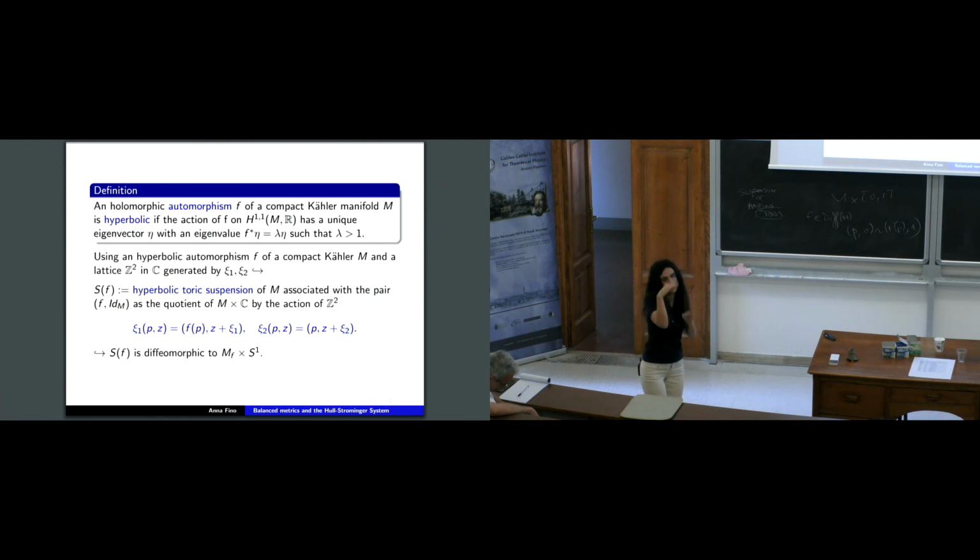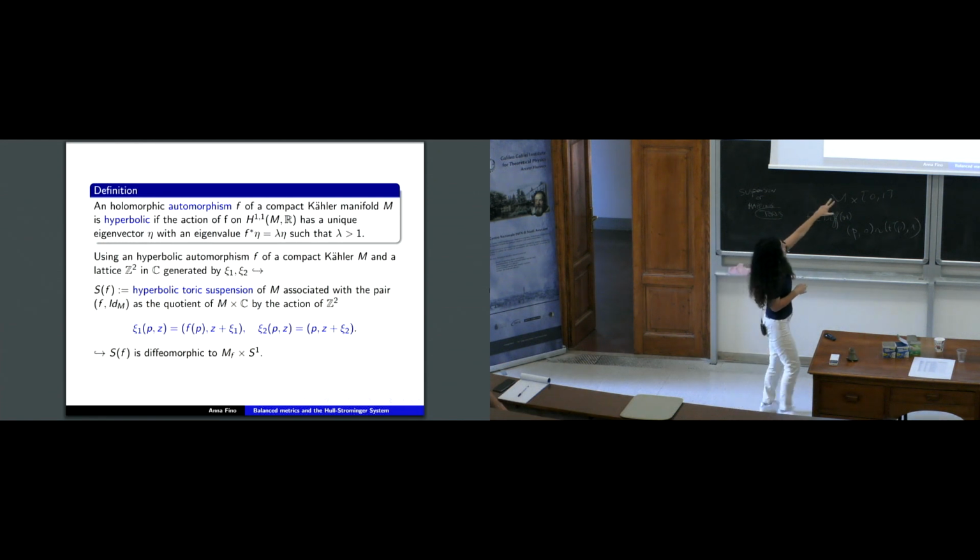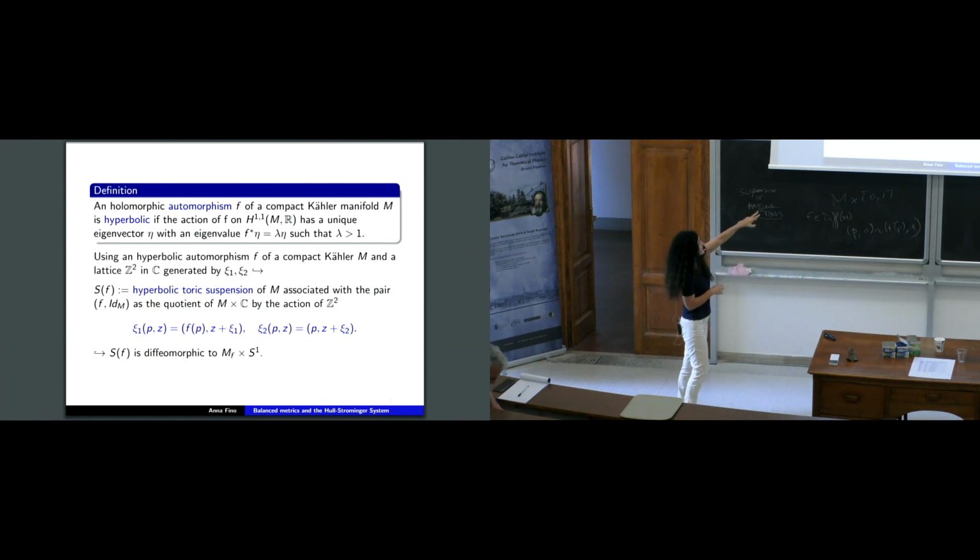You can distinguish the automorphism in terms of the action on the real cohomology, and using that and the lattice in C generated by C1 and C2, we can construct in general what this is. The previous case is just a special case of this. We just act with C1, and essentially in the other direction we don't do anything, and we get something which is diffeomorphic to the mapping torus of F times S1. Good.